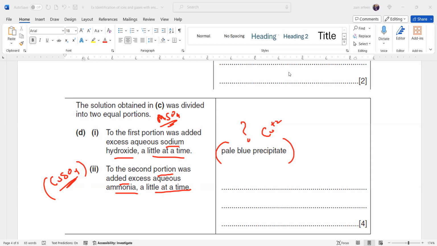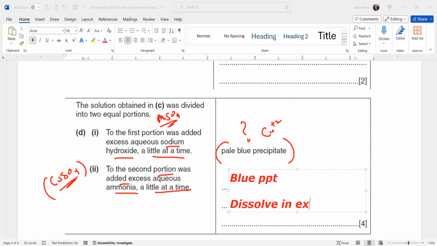Yeah, that's right. Light blue precipitate which will dissolve to form a deep blue or inky blue or royal blue solution. If we have a copper ion and we add aqueous ammonia, it will give a blue PPT which will dissolve in excess to form a deep blue solution or royal blue solution or inky blue solution. It is written with the test for the copper ion. Okay.